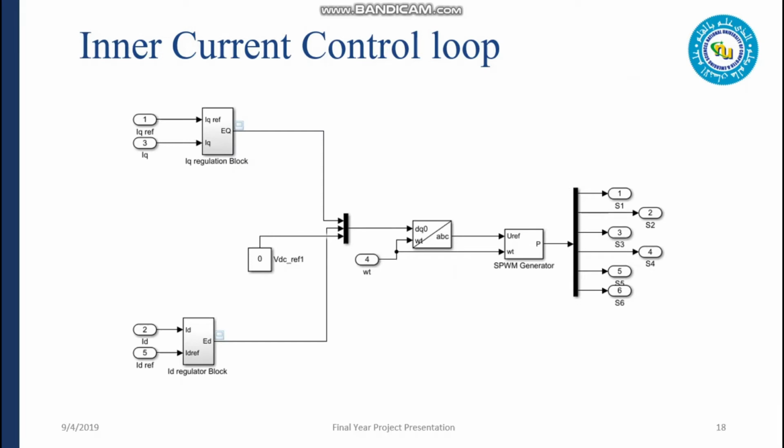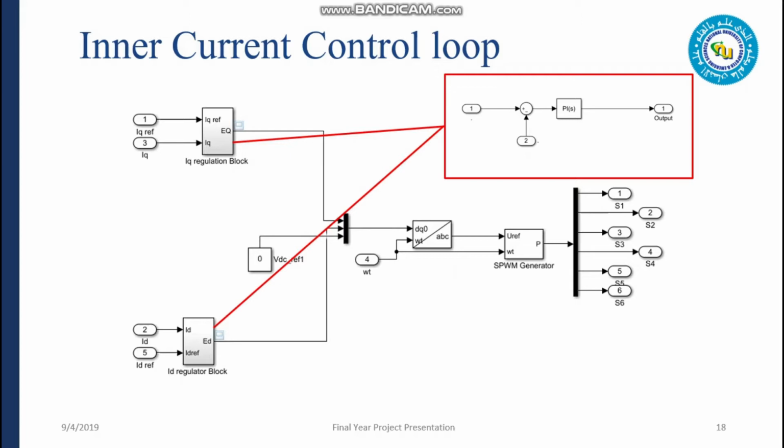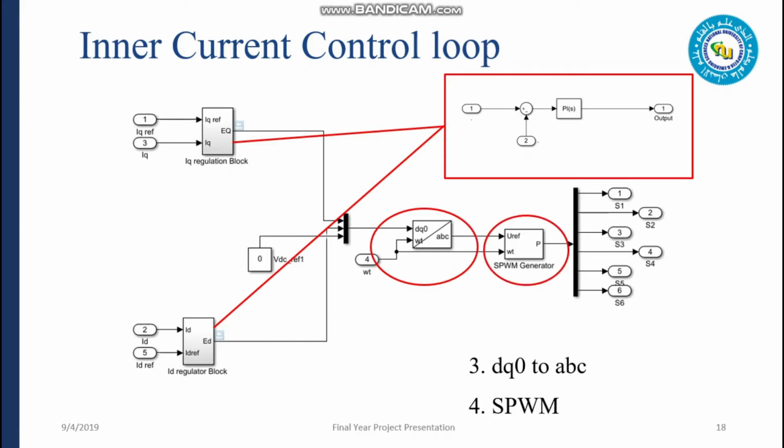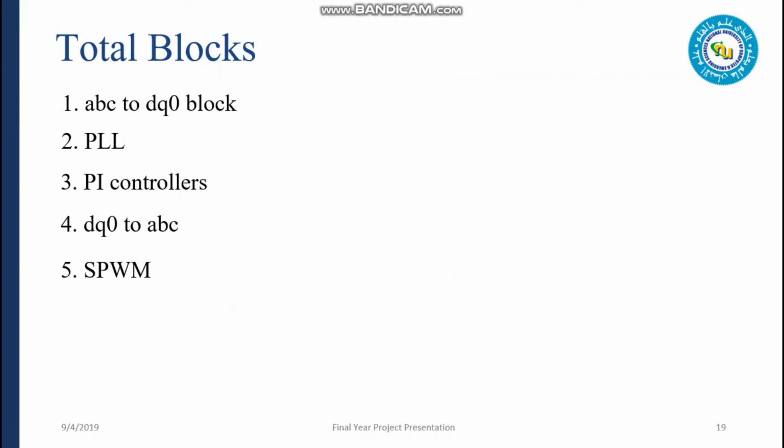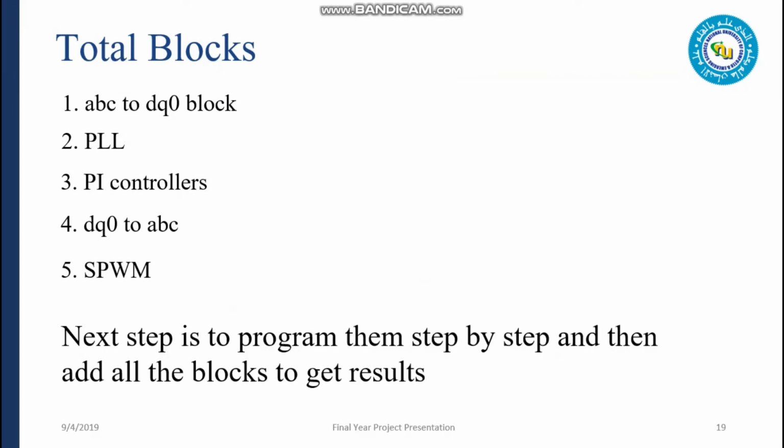Inside this inner current control loop block, you can see two voltage regulator blocks. These can be programmed the same as the previous voltage regulator block, with different values of Kp and Ki. So we are only left with two blocks, which are DQ to ABC and the last one, SPWM. So these are the 5 whole subsystems. The next step is to program each of them individually and combine them to make the whole controller.